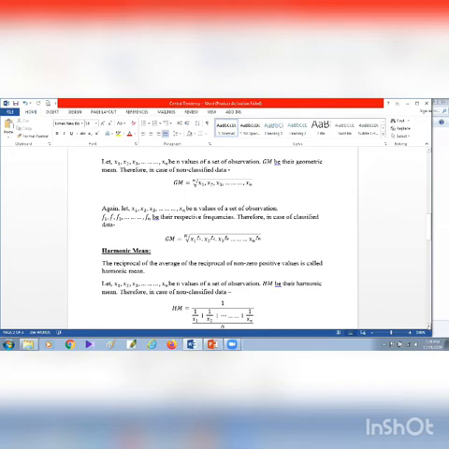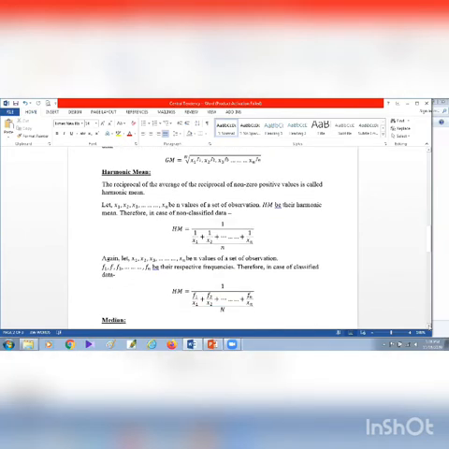Now harmonic mean. What is harmonic mean? The reciprocal of the average of the reciprocals of non-zero positive values is called harmonic mean. For non-classified data, when x1, x2 up to xn are n values of a set of observations and HM is their harmonic mean, then HM equals 1 divided by (1 by x1 plus 1 by x2 plus up to plus 1 by xn) divided by n.